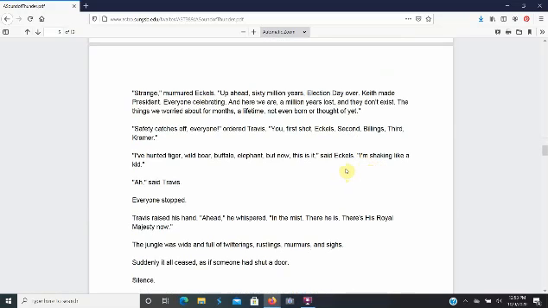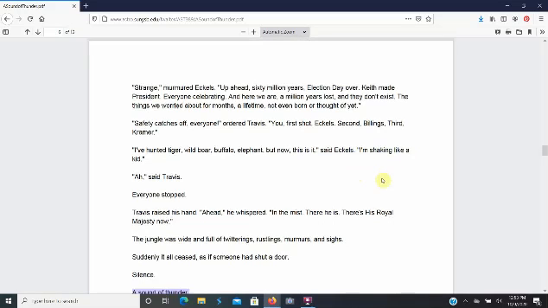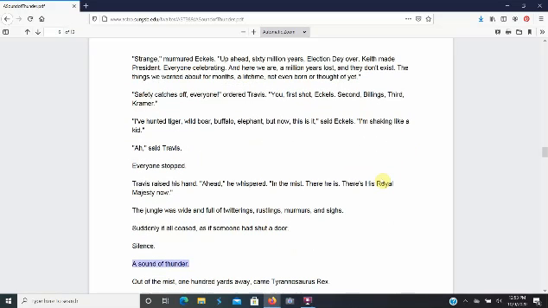"Up ahead, 60 million years. Election day over. Keith made president. Everyone's celebrating. And here we are, a million years lost, and they don't exist. The things we worried about for months, a lifetime, not even born or thought of yet." "Safety catches off, everyone," ordered Travis. "You first shot, Eccles. Second, Billings. Third, Kramer." "I've hunted tiger, wild boar, buffalo, elephant, but now this is it," said Eccles. "I'm shaking like a kid."